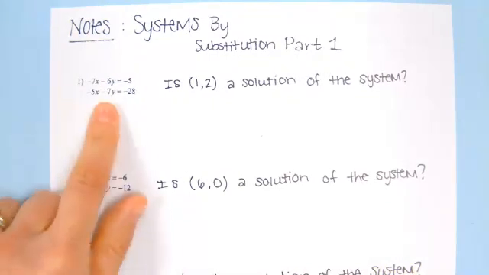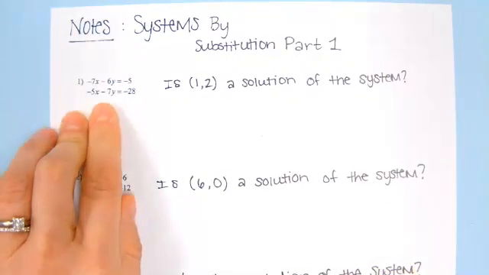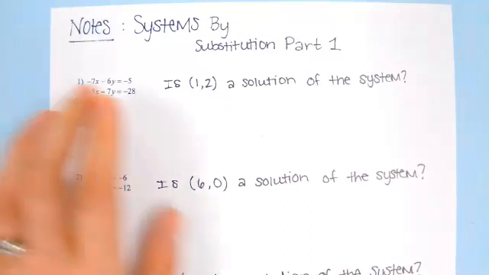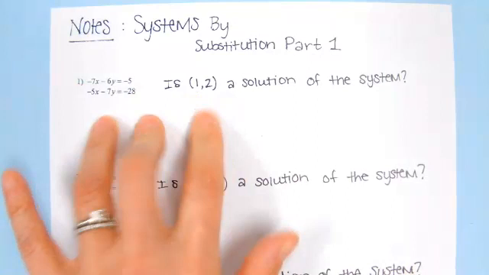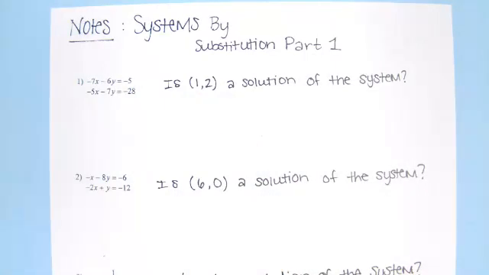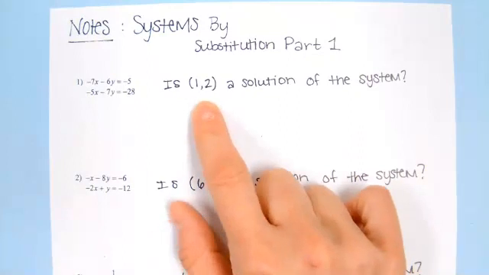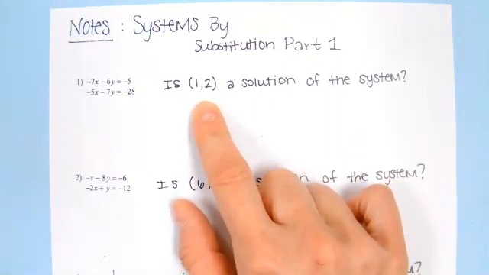So what's going to happen is they're going to give us a system and they are going to give us a solution and ask if this is the solution or not, not to actually find the solution yet. So in part one, it's either a yes, it is the solution, or no, it is not. And I'm going to show you how to do that.